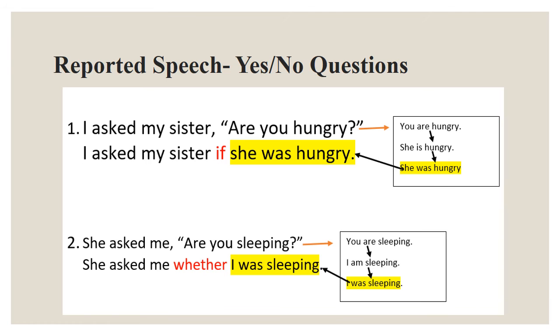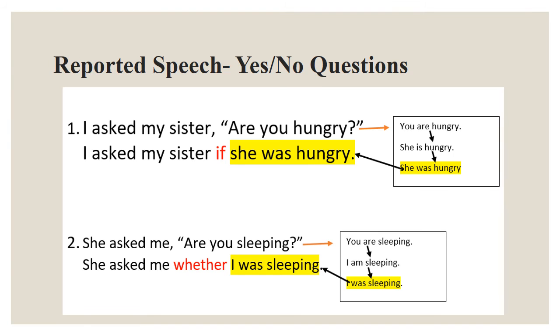It is a sentence. Now I have to consider the first rules, the rules which were for statements, here as well. So "she is hungry" becomes "she was hungry," and it has to come here. There is another thing. See, we don't use "that" after the reporting verb here. We have to use "if" or "whether" with yes/no questions. Look at the answer for example 1. I asked my sister if she was hungry.